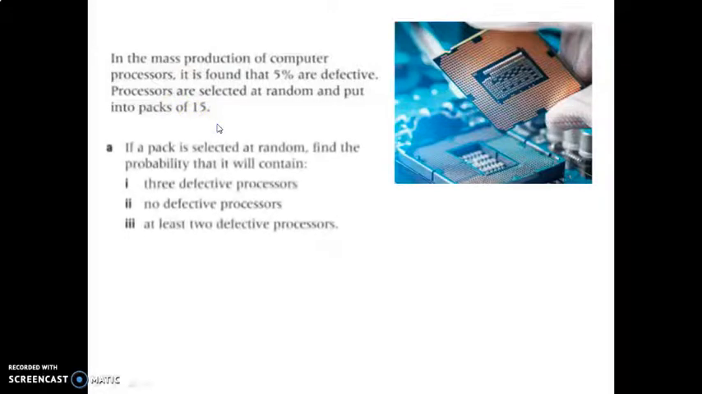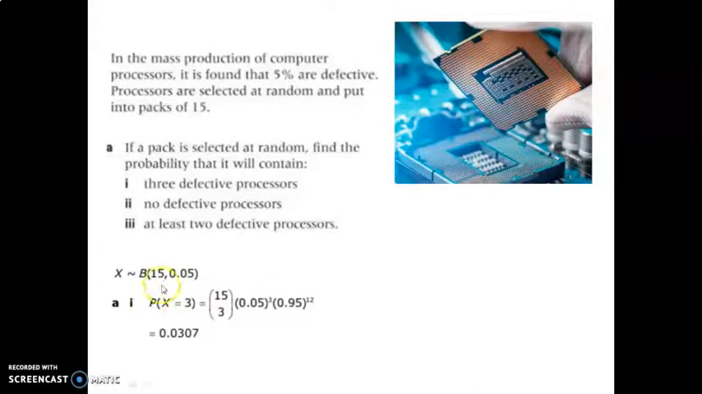So in the mass production of computer processors, it is found that 5% are defective. So just like the calculator problem, we have some defective parts in production. Processors are selected at random and put into packs of 15. If a pack is selected at random, find the probability it will contain 3 defective processors. Try that now. You can set up the binomial distribution formula and then run a PDF on your calculator.